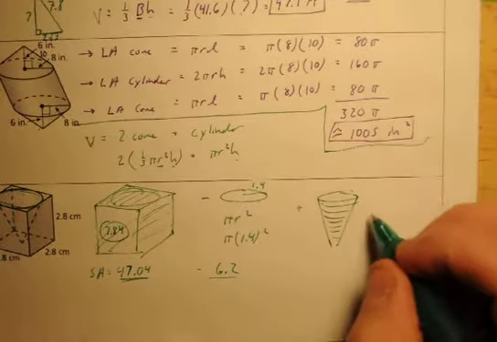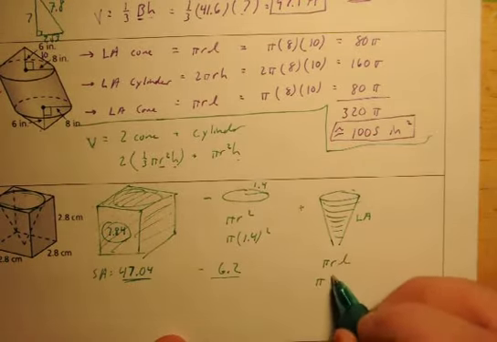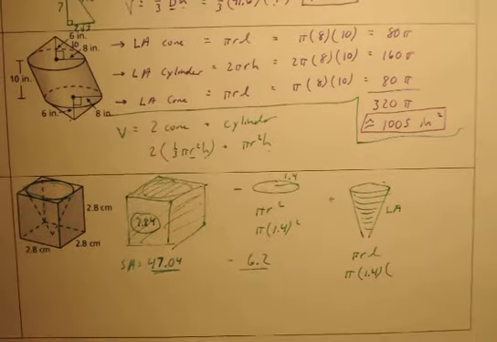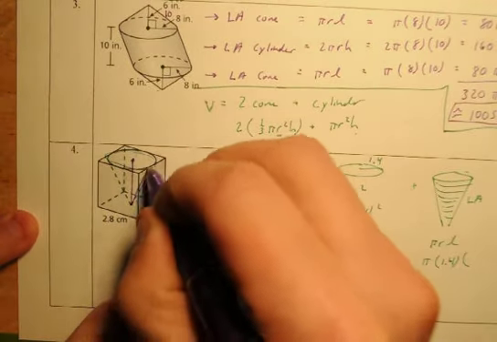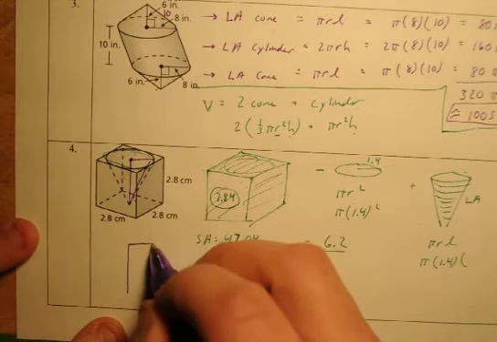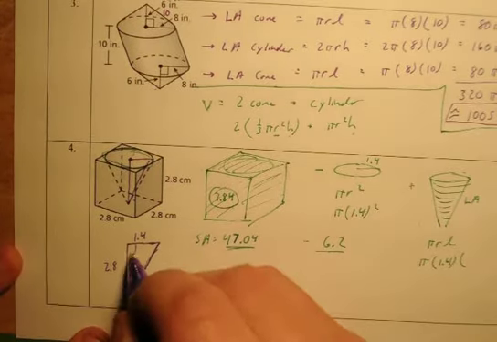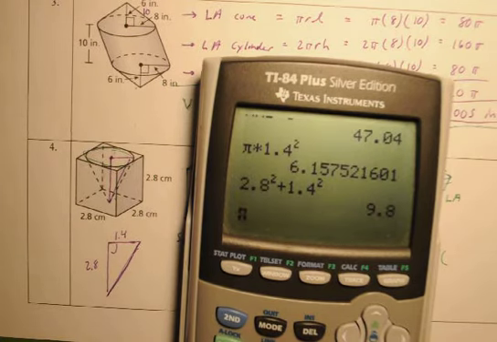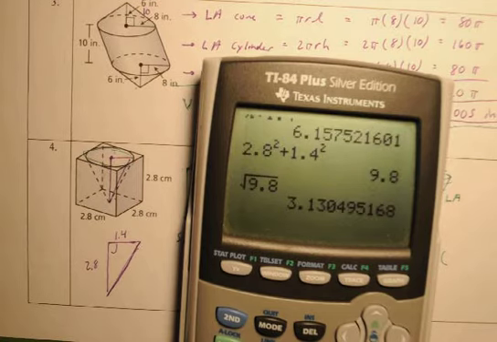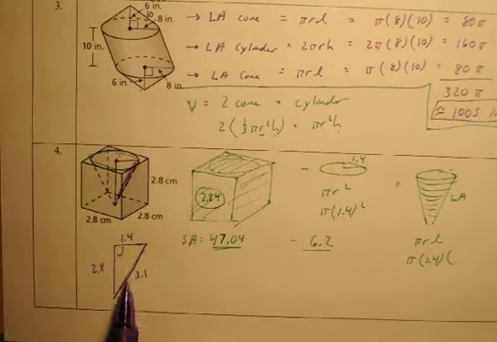We want the lateral area of this cone, which is pi RL. So pi times 1.4 times, we have to figure out what the slant height is. Alright, well, we're going to go in here. We have to make a right triangle to figure out what that slant height is right there. Well, easy enough. 2.8 squared plus 1.4 squared. Do the square root of that, and you get 3.1. So the slant height of the cone is 3.1.